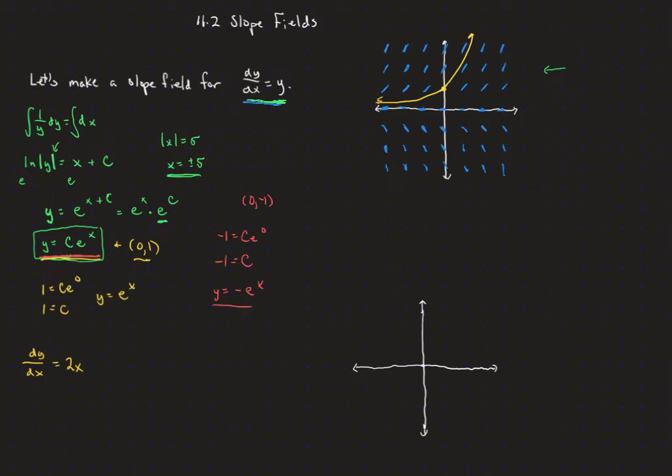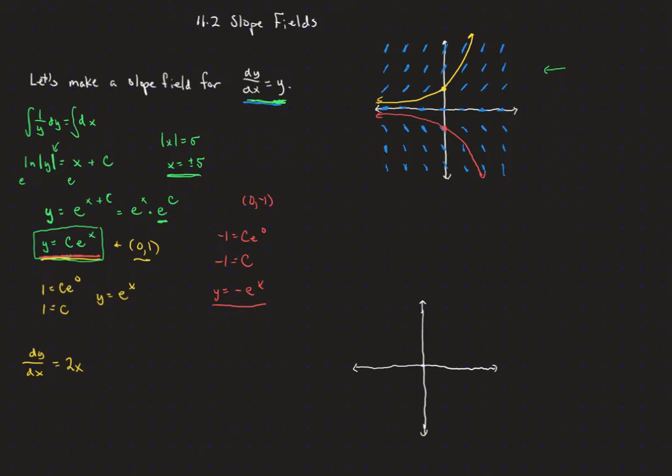So we recognize this, hopefully, as a curve that's going to go through (0, -1). Negative e to the x is our reflected growth curve, and you can see it's going to follow the flow of that slope field, and that's what we're going to get for our solution.